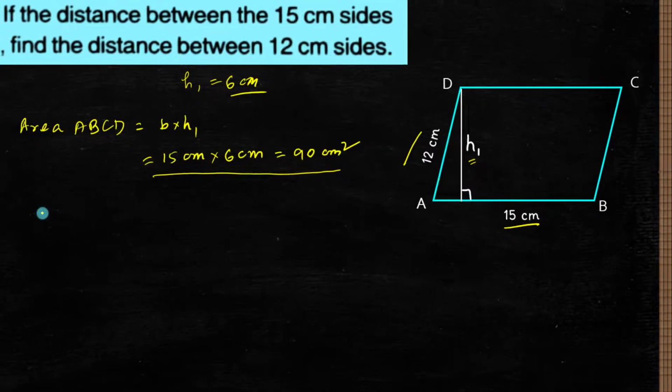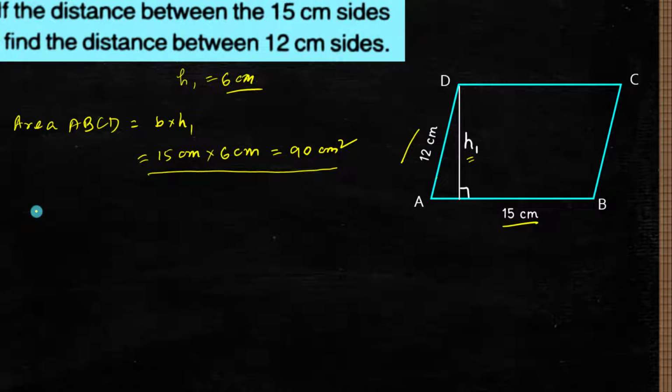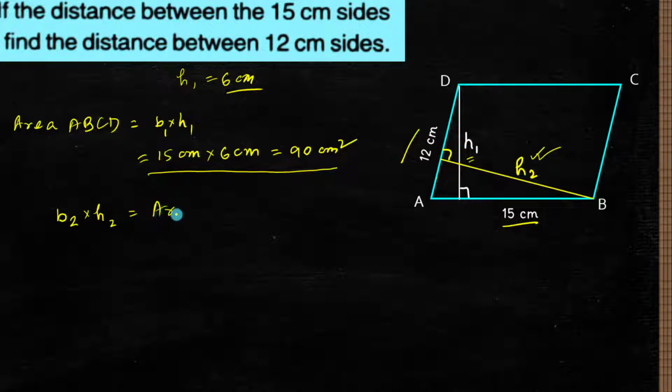Again, if we take 12 centimeter side as the base, then the area of the parallelogram, say this is the height then. So in that case, b2, say this is b2 and this was, say, b1, b2 into H2, that is also the area ABCD, the area of the parallelogram.